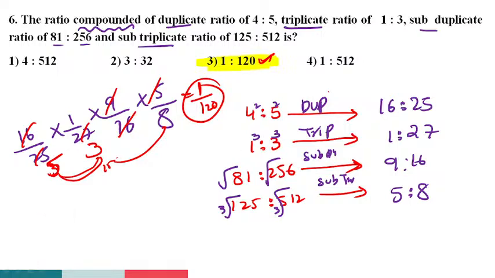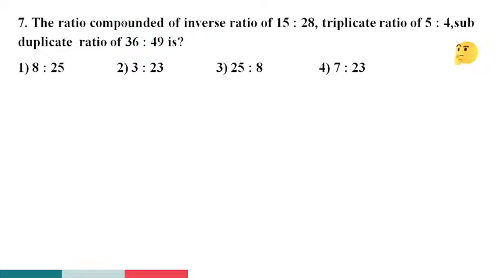Total 5 points: duplicate ratio, triplicate ratio, subduplicate ratio, subtriplicate ratio, and compound ratio. Clear, guys, all of you? Any doubts regarding this problem? Let's move on to the next one, guys. Same model problem, but the numbers change.